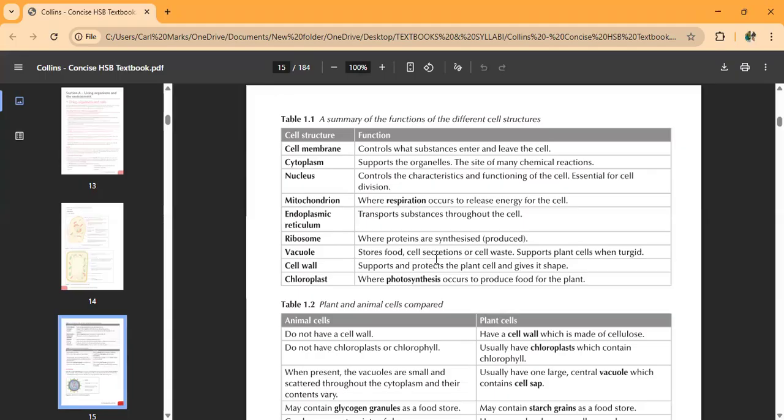Then we have the vacuoles. Vacuoles, we find them in both types of cells. They are used to store food, cell secretions, and cell waste. And it makes the cell turgid. Question, what does the word turgid mean? You will tell me in next class. What does it mean when we say something is turgid, right? That's homework. Write that down.